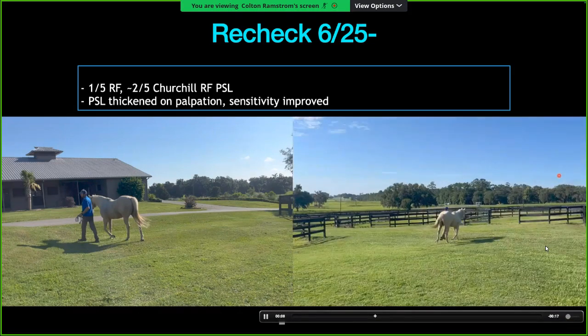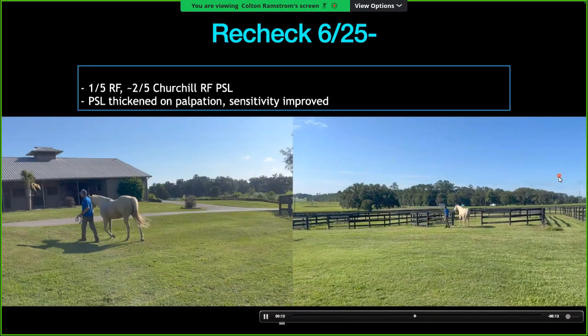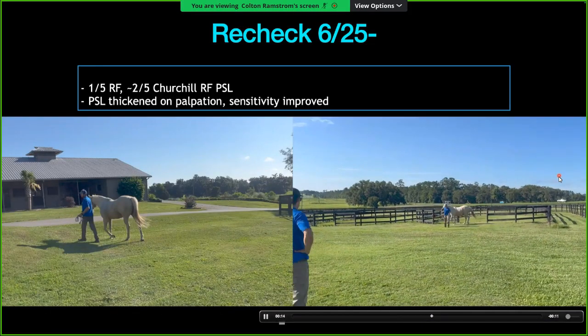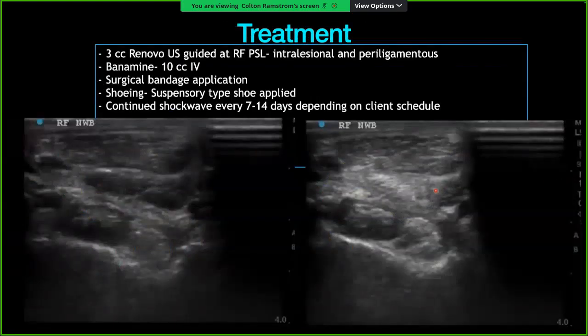Positive, but really not terrible. His horse was still incredibly sensitive to palpation. There's still quite a bit of heat on that proximal suspensory ligament. So we went ahead and treated that, put some Renovo in there.